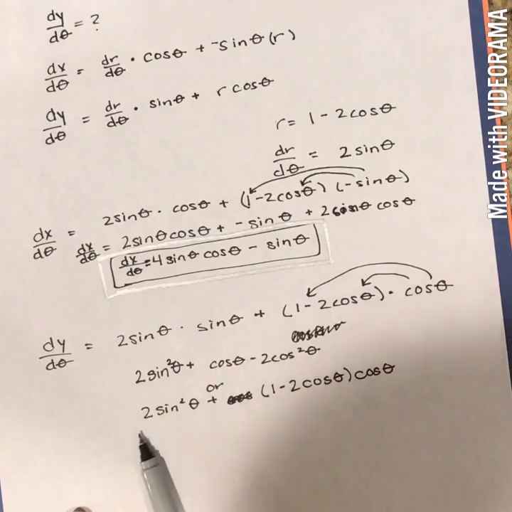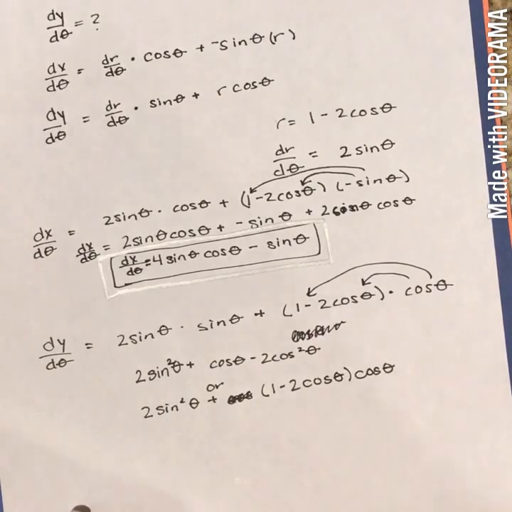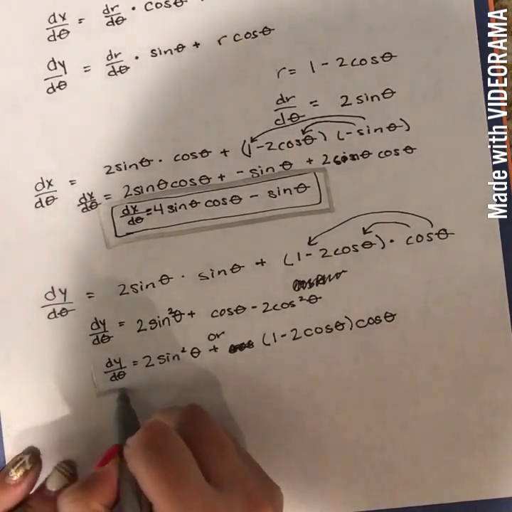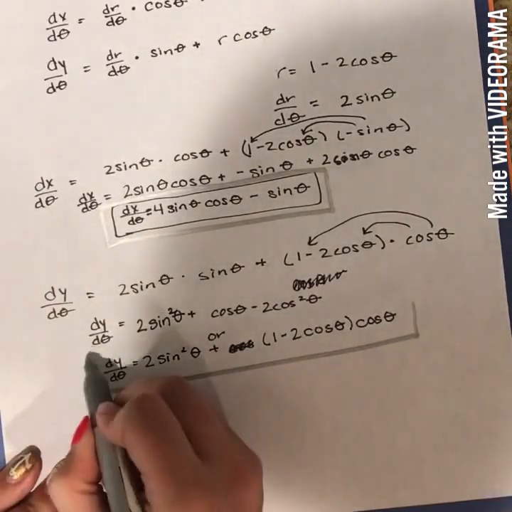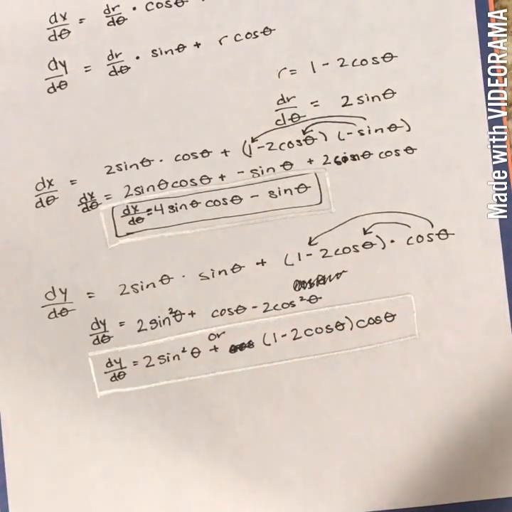You could just leave it as this, because in their answer they just left it that way, but either answer is correct. So these are our answers, and don't forget to do that little equals. And these are going to be our answers for letter B. And that's all you guys have to do.